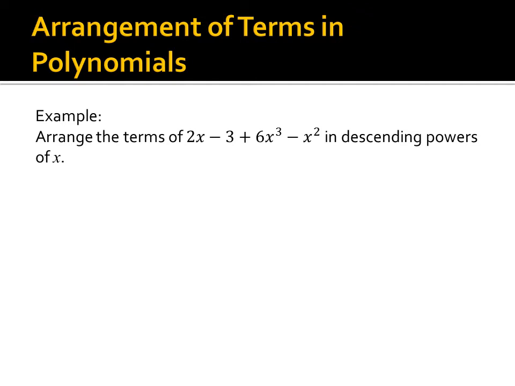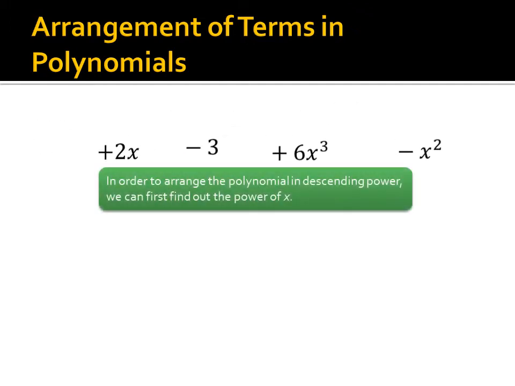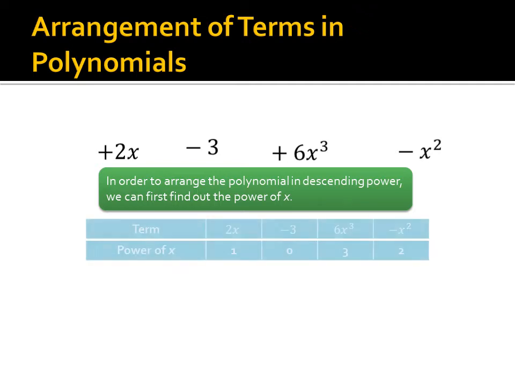Let's look at the following example to see how we arrange the terms of a polynomial. In this example, we are going to arrange the terms of the polynomial in descending powers of x. In order to arrange the polynomial in descending power, we can first find out the power of x by using a table to list the terms and the power of x.